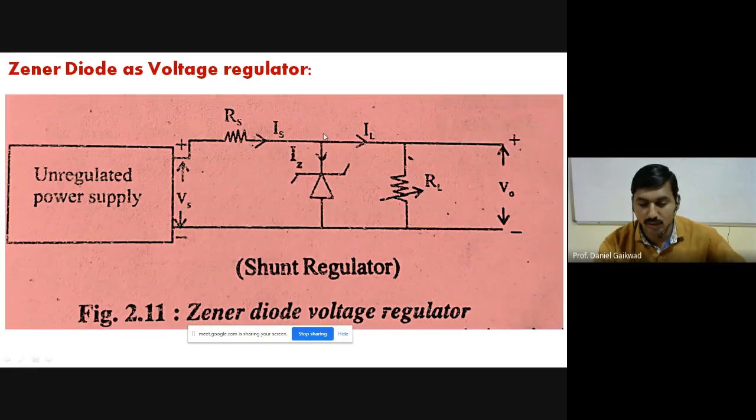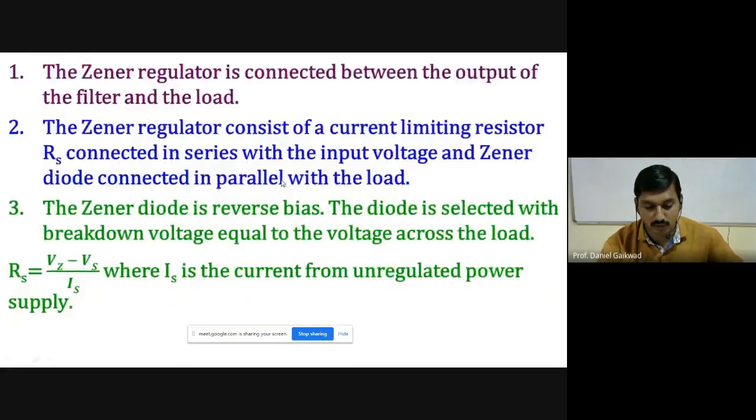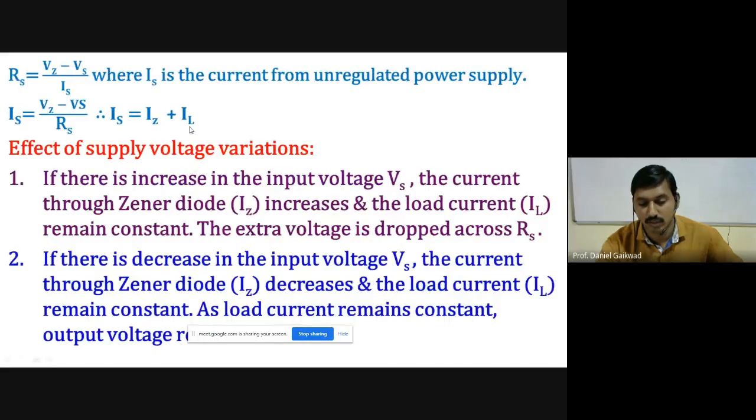According to that law, if we have a junction point, Is will be the total current that is flowing through Rs. So the total current Is is divided into two parts, Iz and IL. If we add Iz and IL, we obtain Is. So Is will be divided into two parts, Iz and IL simply. This is the important relation for current that we require. So Is is equal to Iz plus IL.